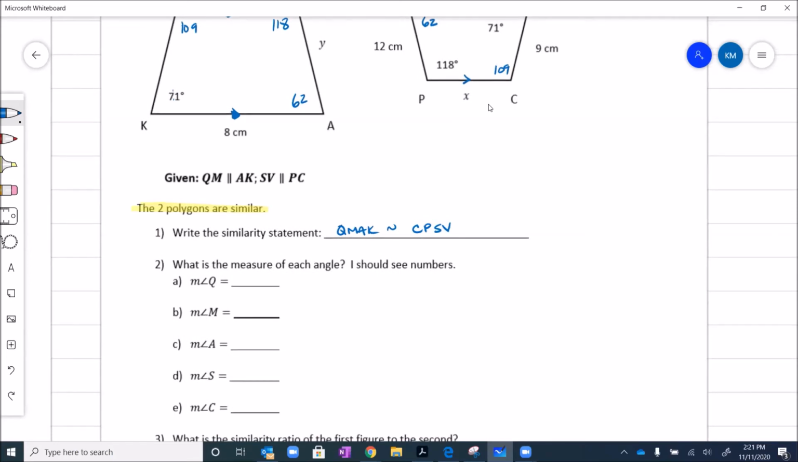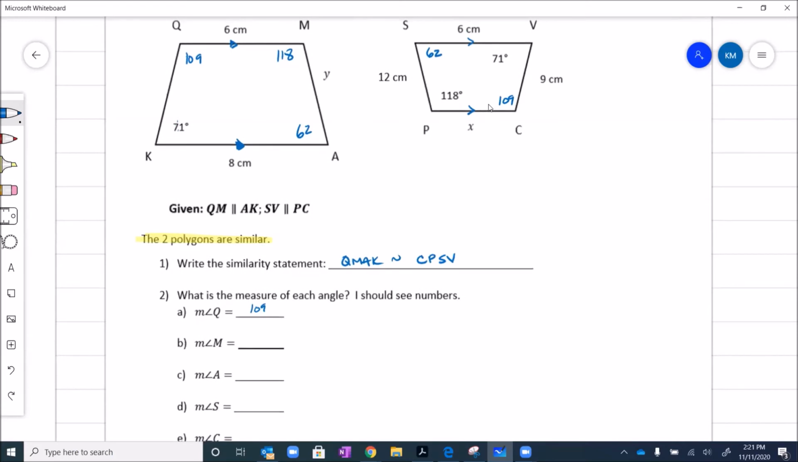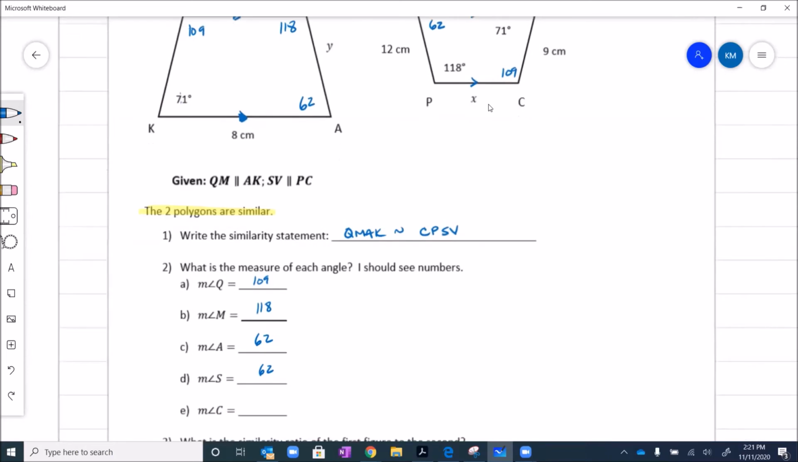What's the measure of angle Q? Well, the measure of angle Q is 109. What's the measure of angle M? The measure of angle M is 118. What's the measure of angle A? 62. The measure of angle S, 62. Measure of angle C, 109.